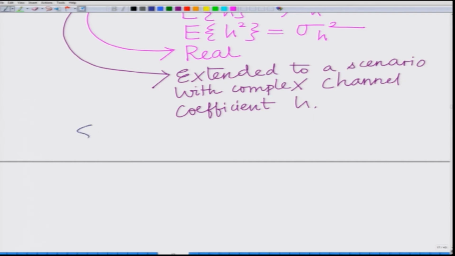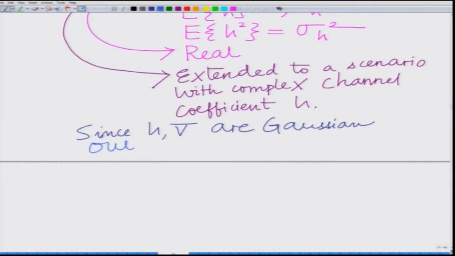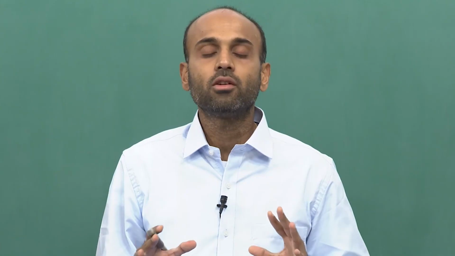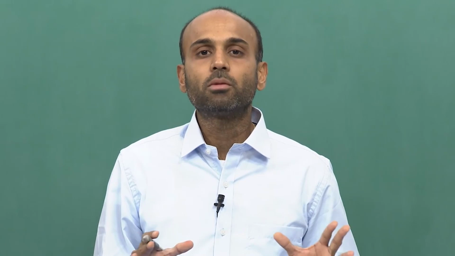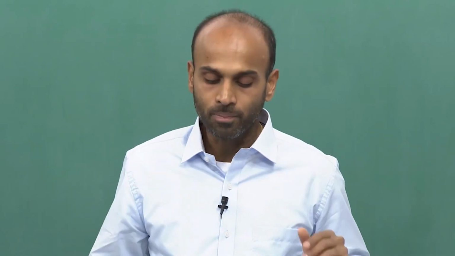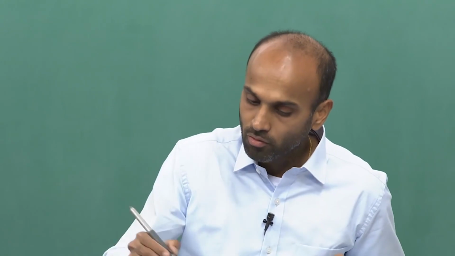Since H comma V bar are Gaussian, output Y bar is also Gaussian. So basically we have an output vector Y bar which is Gaussian, and parameter H which is Gaussian. So we have a Gaussian scenario. Now we can use the principle of Gaussian MMSE parameter estimation.